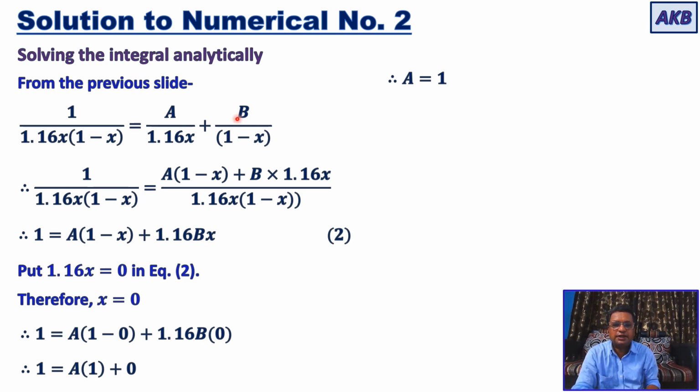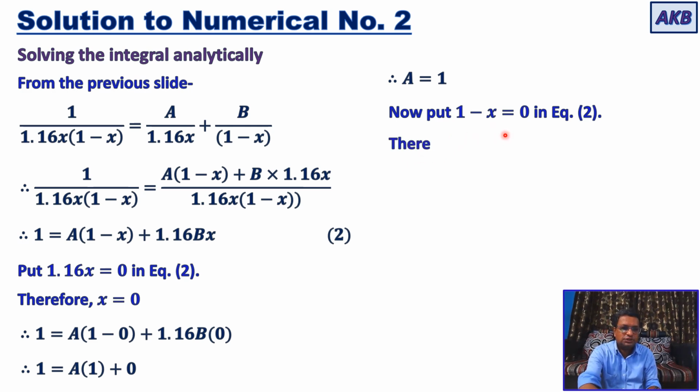Now let us get the value for b. For getting the value for b, the term in the denominator which has b in it, we are going to equate to 0. So that means 1 minus x is 0, which is nothing but x is equal to 1.